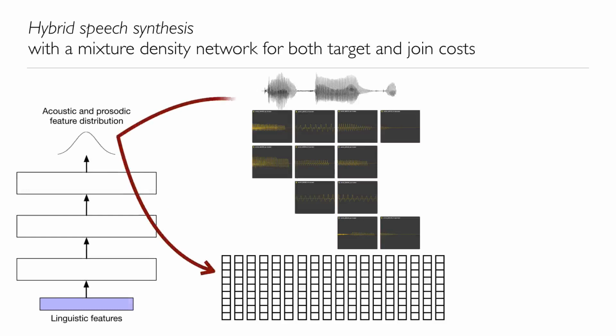Of course, we can also predict the distribution to compute the target cost and the concatenation cost. If we predict the distribution, we can compute a kind of likelihood value as a target cost. I'm not going to go into detail here. If you are interested, you can go to our poster on Thursday morning.